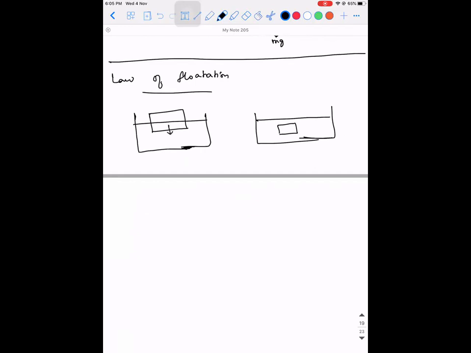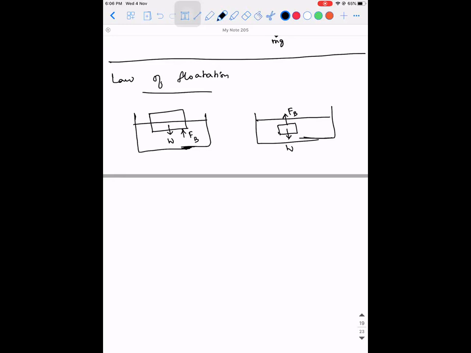For the solid, its weight will act downwards. Due to the liquid, the buoyant force will act in the upward direction. I write it as FB. In this case also, weight is acting in the downward direction, and FB is acting in the upward direction. I hope it is clear to both of you. Both the diagrams are clear, right?